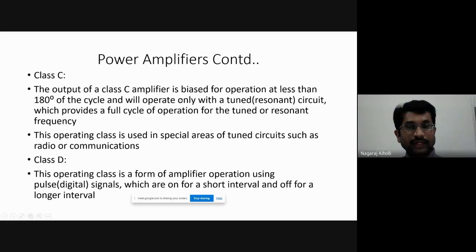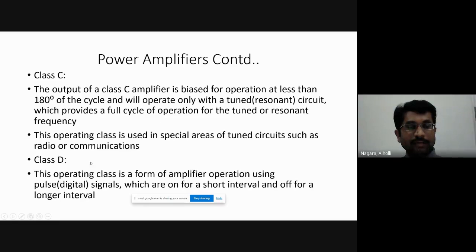So these class C amplifiers are combined with the tuned circuit or resonant circuit to provide one full cycle of operation, so that the class C amplifiers independently don't work. They have to be used along with the tuned circuit or resonant circuit to provide one full cycle of operation. Now, as they use the tuned circuit or resonant circuit, they are used in the areas of radio systems and communication systems, which make use of resonant circuits. That is the application of the class C type of power amplifiers.